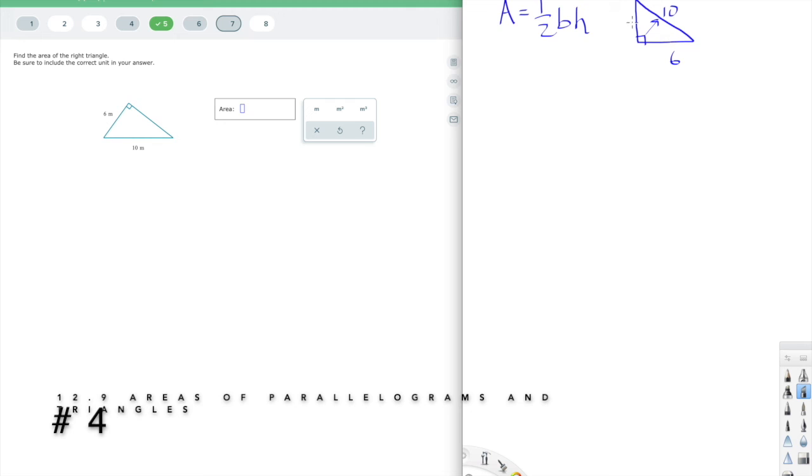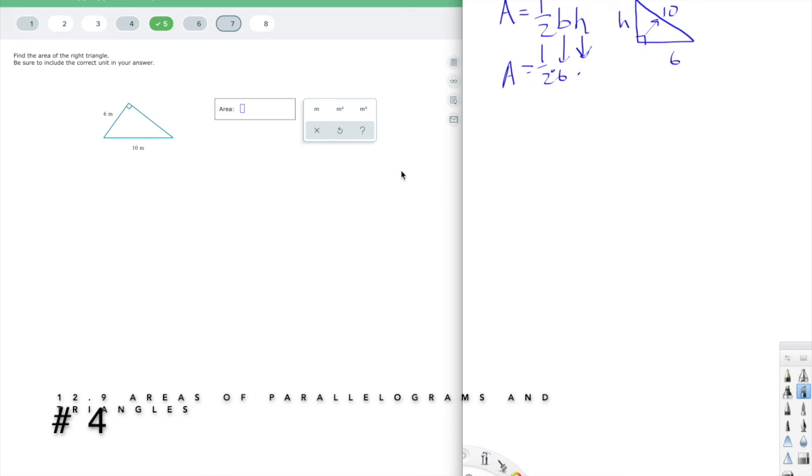This would be my H. So I have my base, I know that's a 6, but I need my H. I need to know what I am multiplying that by to get my area, and that's going to be multiplied by 1/2. So I'm missing this piece. How can we find that missing piece? Well, what have we been doing for most of the section?